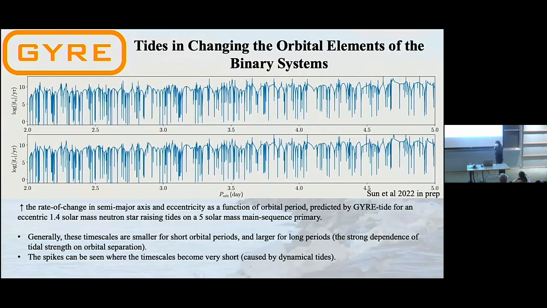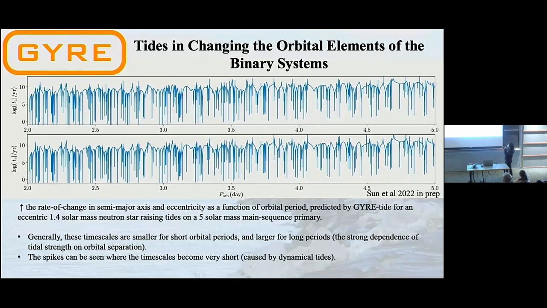GYRE-tides can also calculate the change in orbital elements such as semi-major axis and eccentricity. Here I'm just showing the plot for the time scale of the orbital shrinking and the circularization time scale as a function of orbital period. This example system has a 5 solar mass main sequence primary star, and a 1.4 solar mass neutron star orbiting around it.